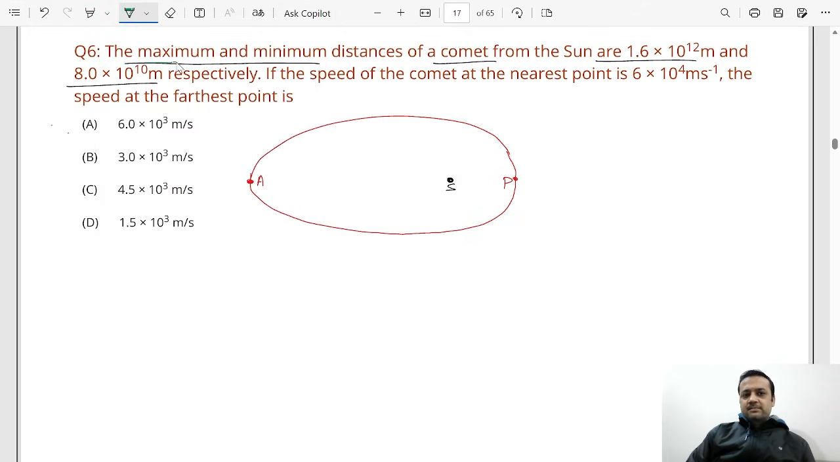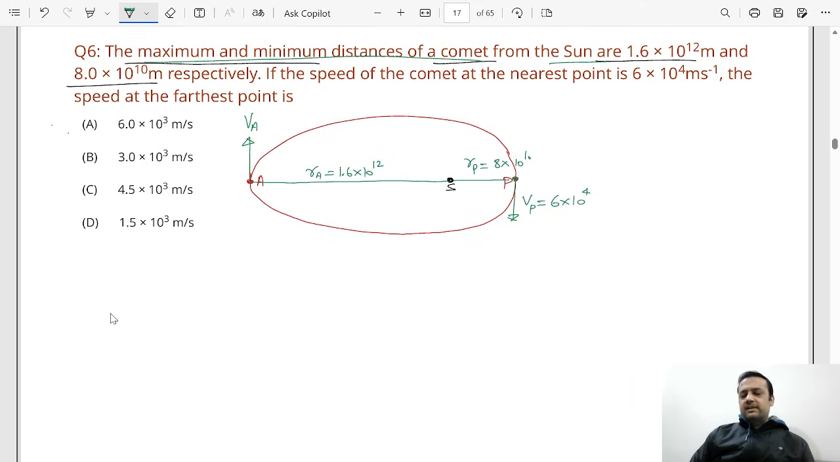So basically, the maximum distance of the comet from the sun is this, 1.6 into 10 to the power 12. Let's call this RA, which is 1.6 into 10 to the power 12. And the minimum distance is this. Let's say RP is 8 into 10 to the power 10. The speed at the nearest point, that means at this point, VP is equal to 6 into 10 to the power 4. So we have to find the speed at the farthest point.